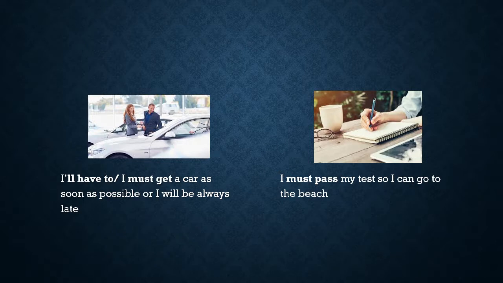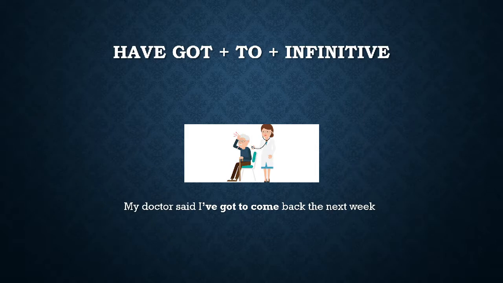Must only refers to the present and the future, while have to can refer to the past. I will have to, I must get a car as soon as possible or I will always be late. I must pass my test so I can go to the beach. Another way to refer to necessity can be with have got plus to plus infinitive. My daughter said, I've got to come back next week.